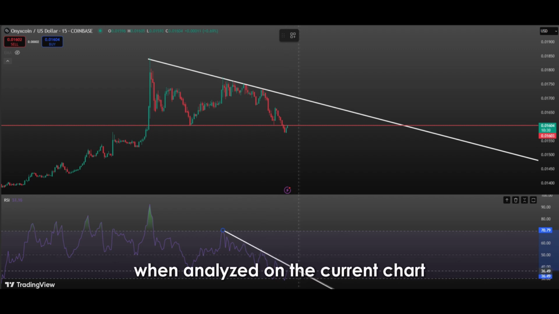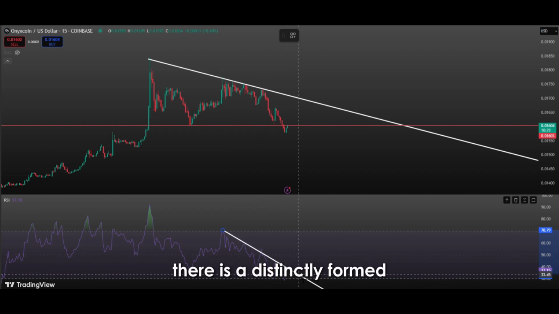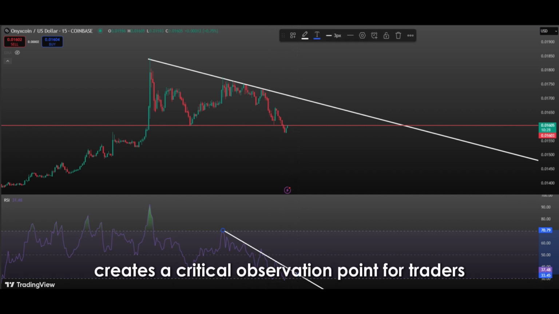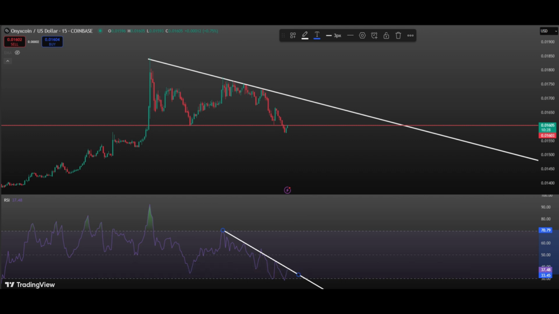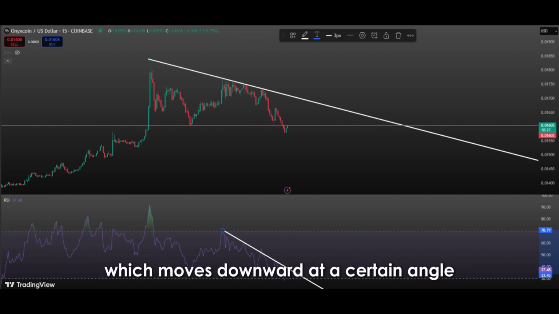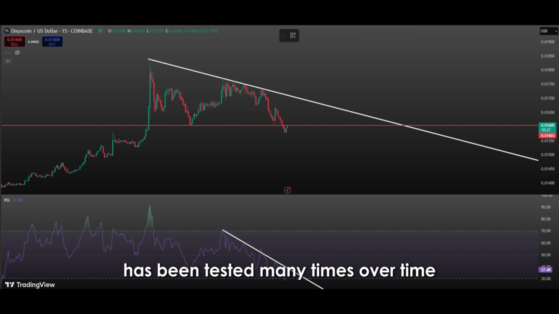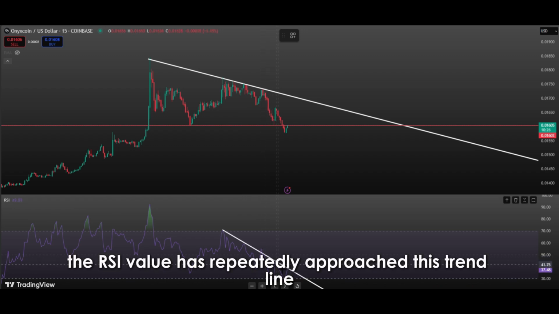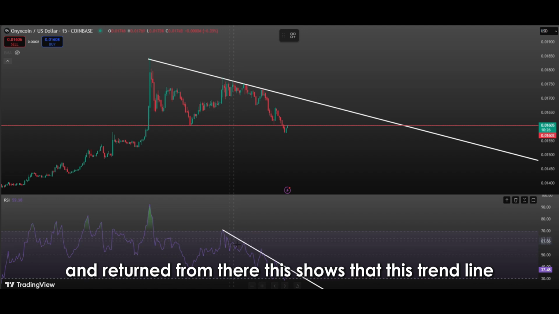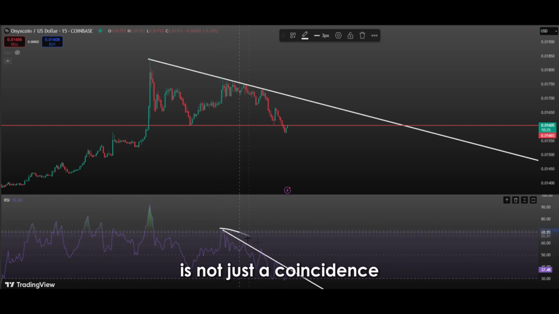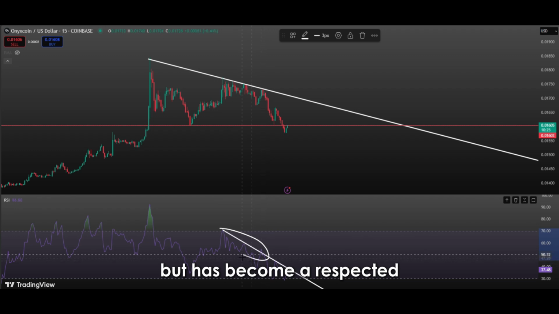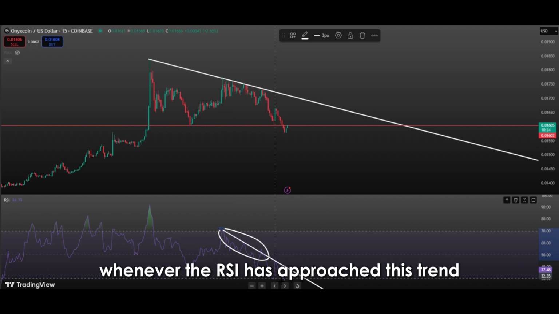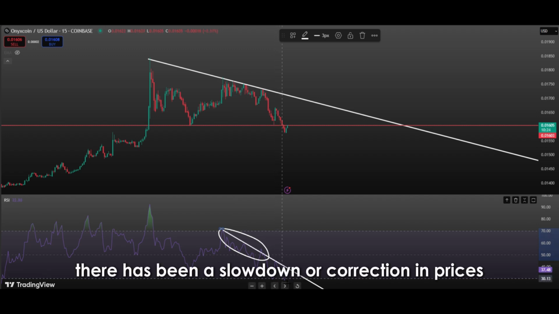structures. When analyzed on the current chart, there is a distinctly formed falling trend line on the RSI. This structure creates a critical observation point for traders. This trend line of the RSI, which moves downward at a certain angle, has been tested many times over time. In other words, the RSI value has repeatedly approached this trend line and returned from there. This shows that this trend line is not just a coincidence, but has become a respected technical barrier in the market. Whenever the RSI has approached this trend, there has been a slowdown or correction in prices.